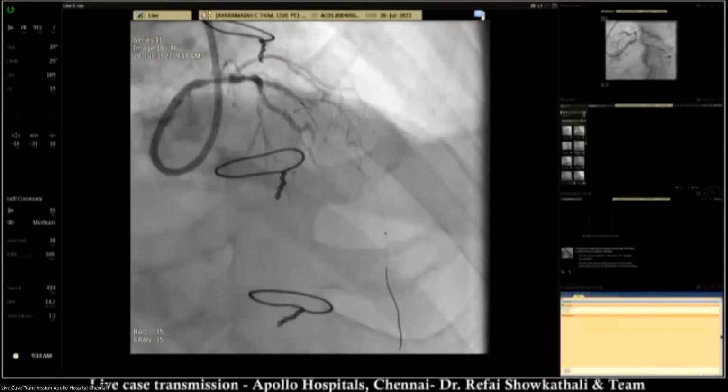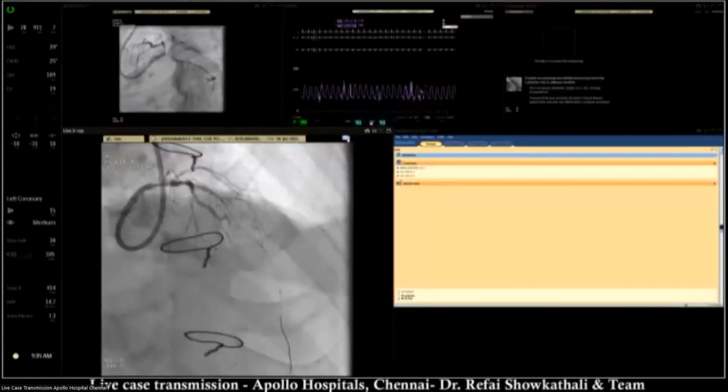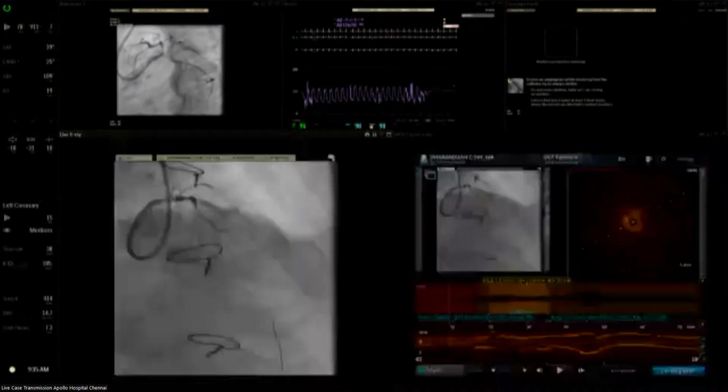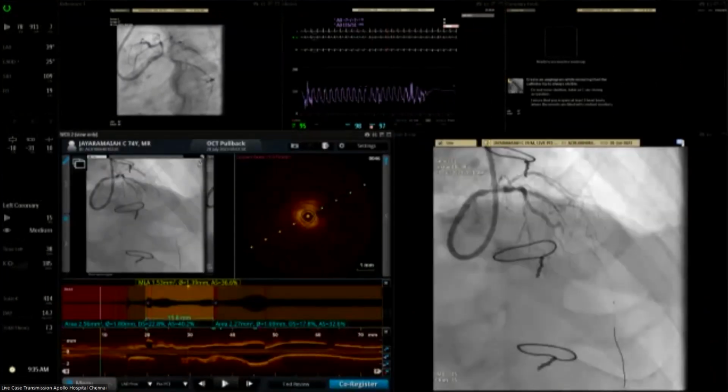Fine. So I agree with the plan to pre-dilate and do OCT again. I think that's more important to look at. Can you show the OCT images of the calcium on a big screen? Can we put the whole screen with OCT? If not, we'll turn back.